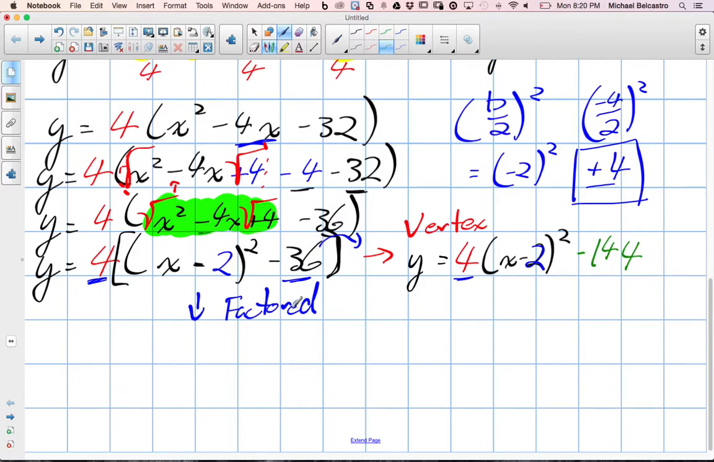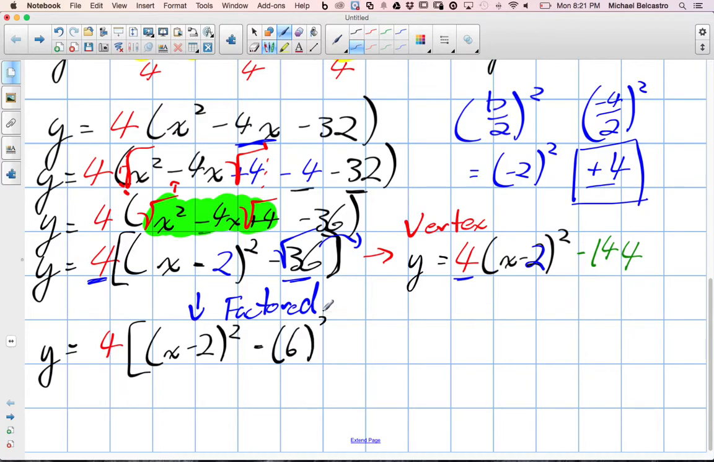Now, for the factored form, we're going to continue from this step. This was a really key step. We still have the 4. What I'm going to do is find the square root of 36. So in blue, we find the square root of 36. That negative is going to stay, so we still have our bracket here, x minus 2 squared, and the square root of 36 is just 6 squared. That's going to be really important for what we're doing here.